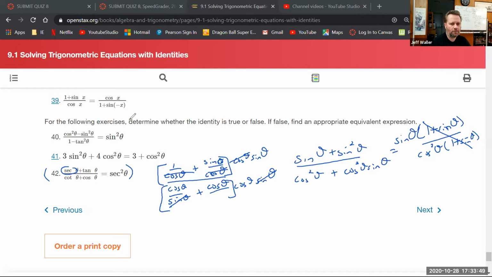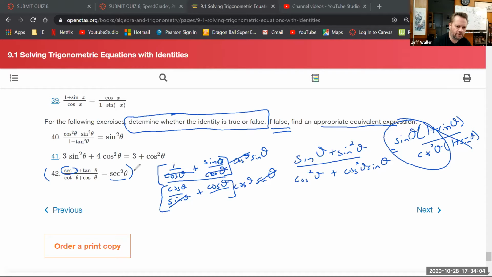Oh, okay, good. Now, what really sucks about this one: determine whether it's true or false. If false, find an appropriate equivalent expression. So if only something wasn't here, this would be right. So this is false. What is 1 over cosine squared? Secant. But there's an extra sine. So the correct equivalent expression should be secant squared times sine.